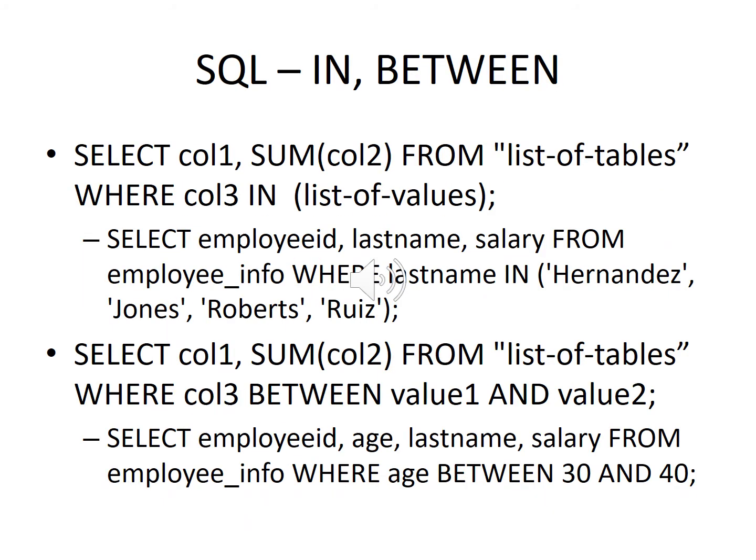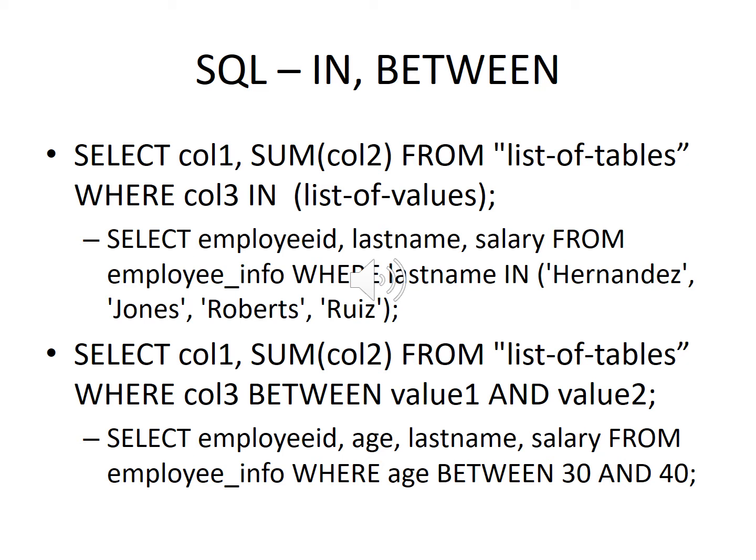The IN and BETWEEN clauses will help you specify and narrow down your conditions. So let's say you have an employee info table where you have employee IDs, last name, salary, etc., and you need to select from that table, but you only need it for specific last names. So you have certain employees, maybe they're overperforming, and you want to know what their salary is.